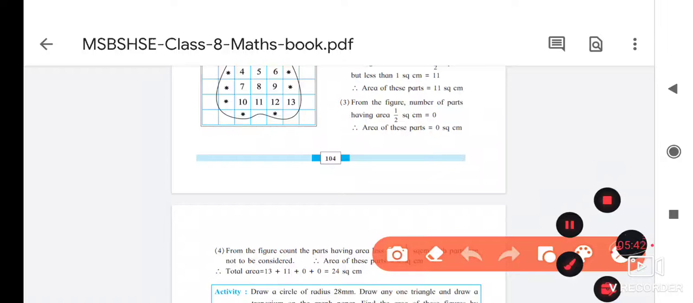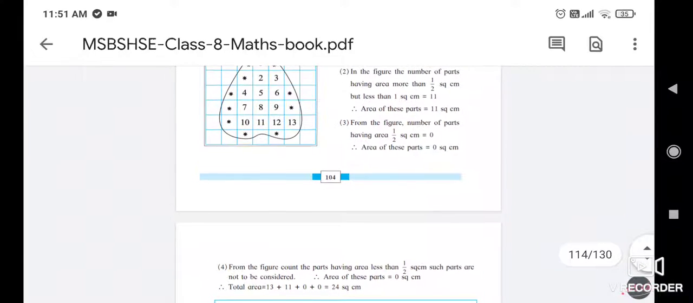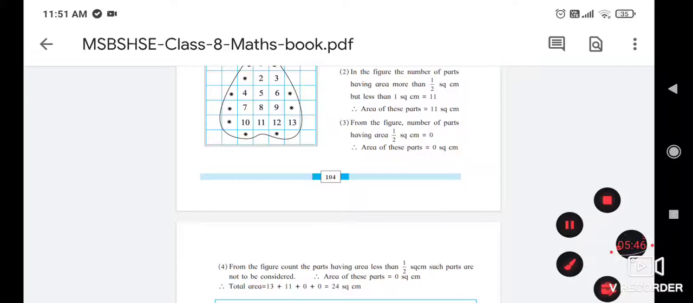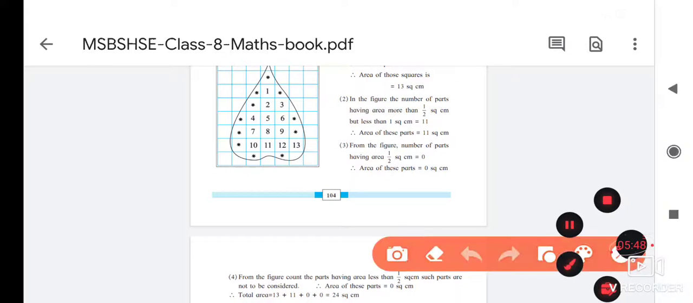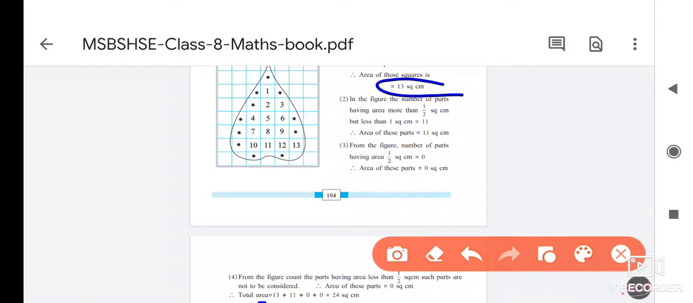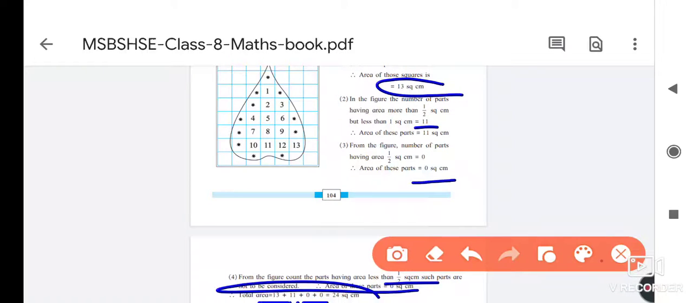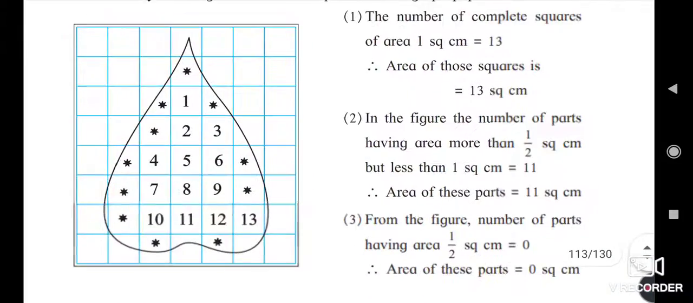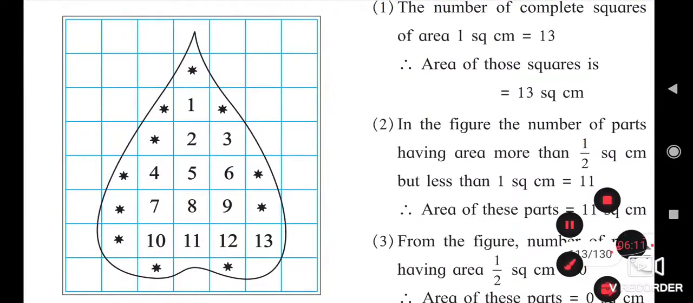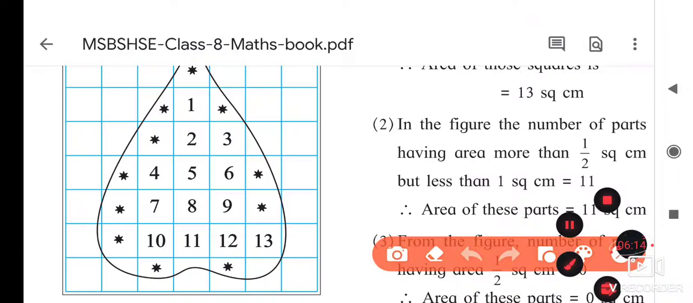The number of complete squares, that is 13. Here it is 13, taken here. Then 11, and the number of halves, how many are there? 0. And the number of figure parts having area less than half is 0. And if we do its addition, then we get the approximate area of this leaf.